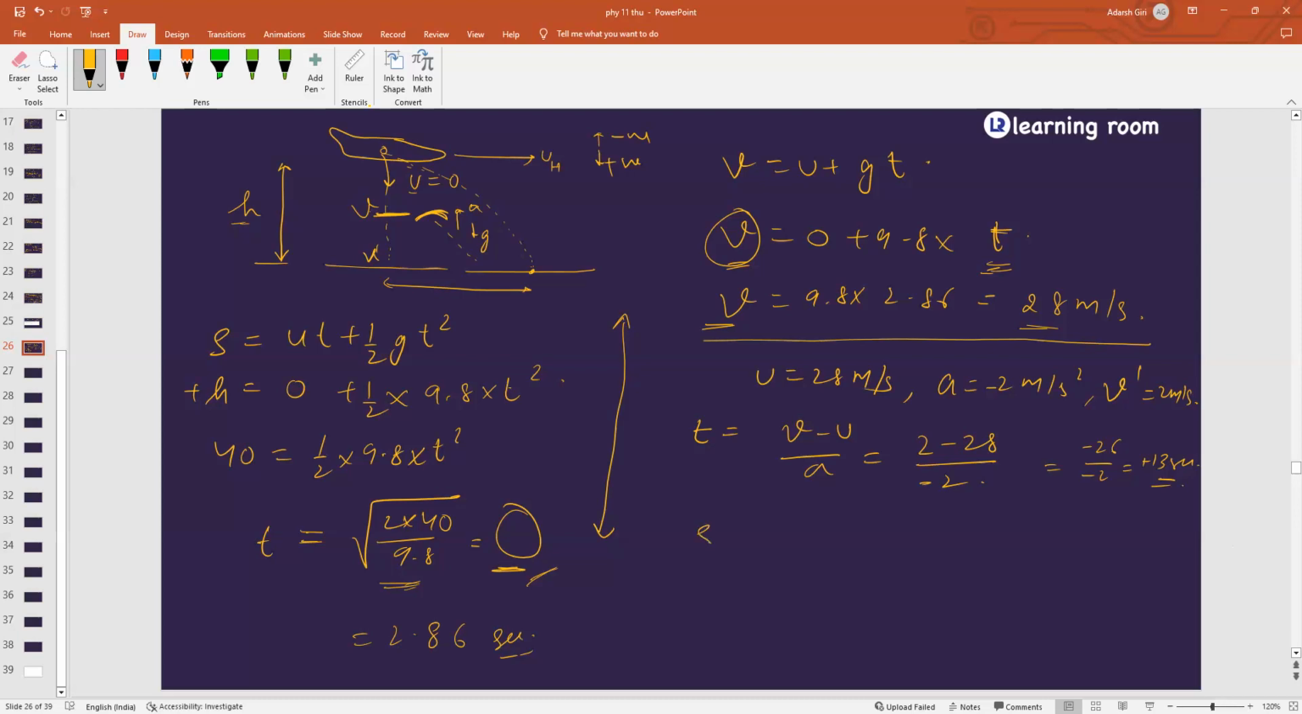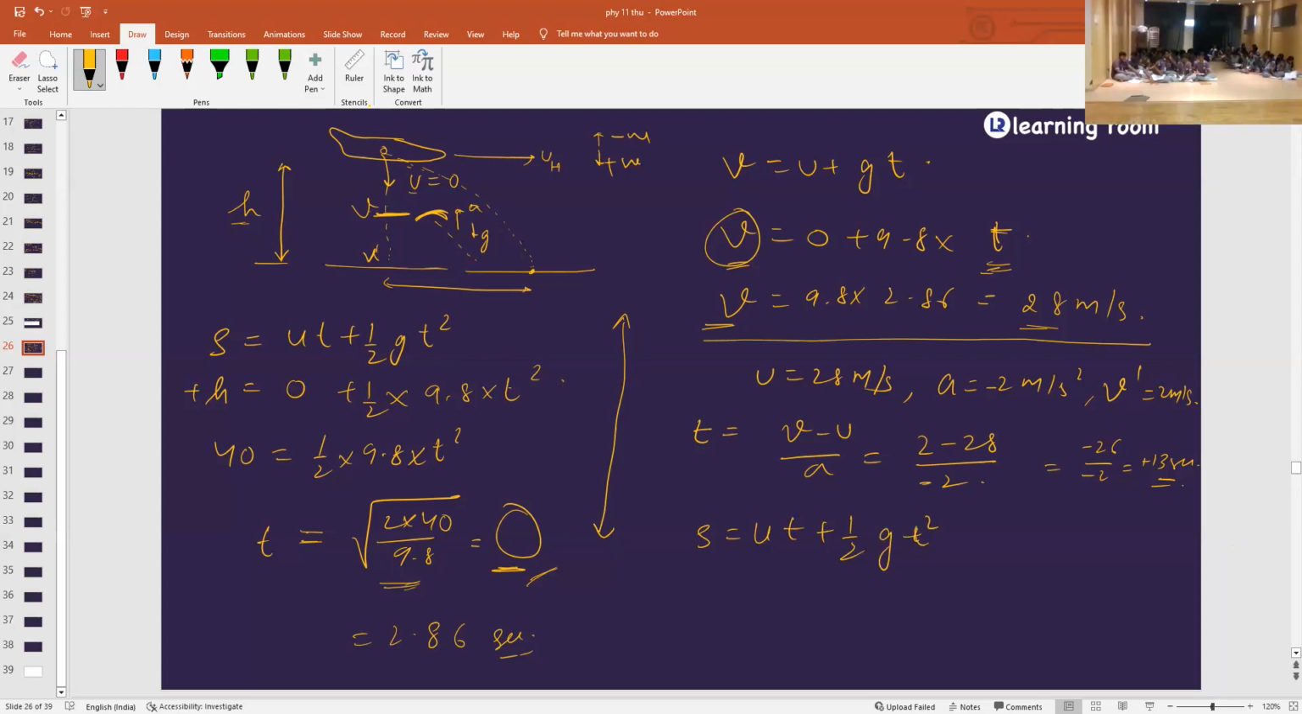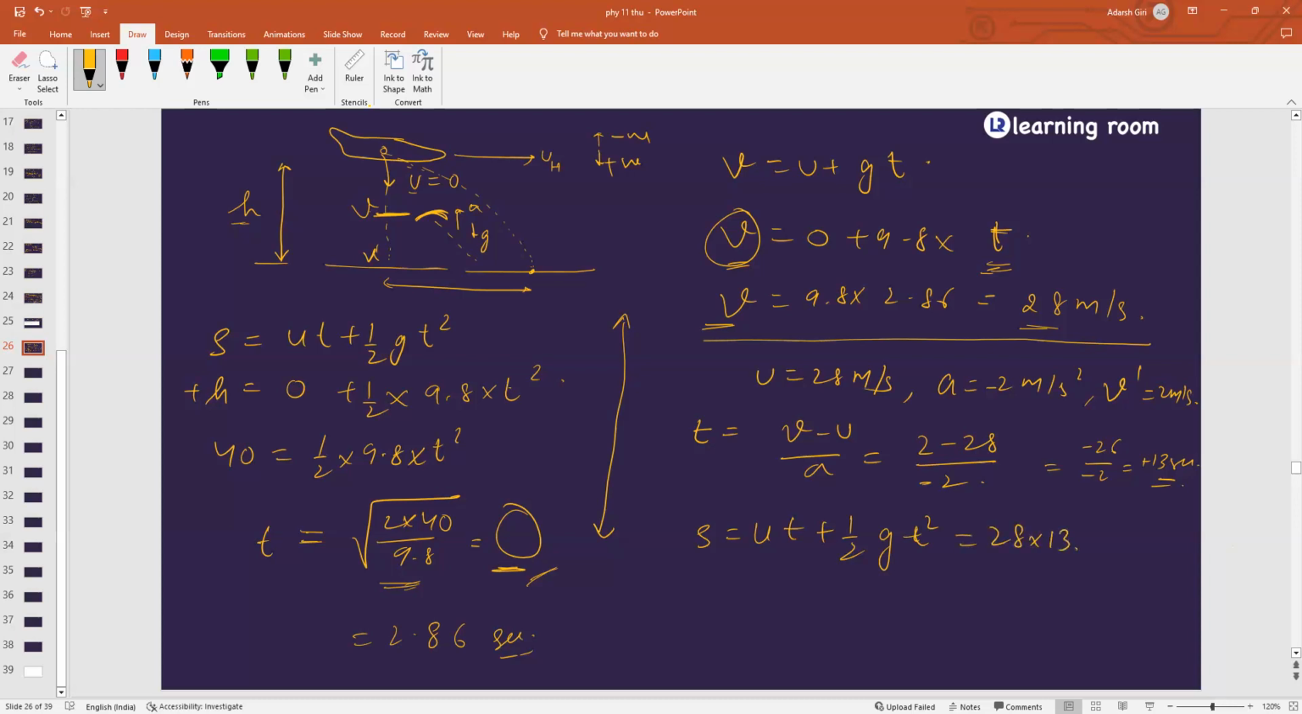So now what is the distance traveled? That will be u into t plus half into g into t square. What is u now? u is 28 into 13. And then minus half into 9.8 into 13 square. Tell me this value.